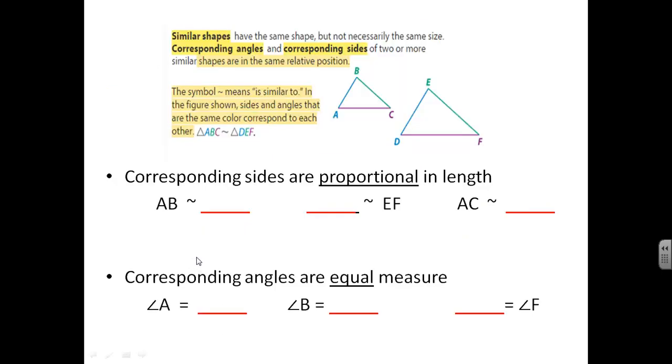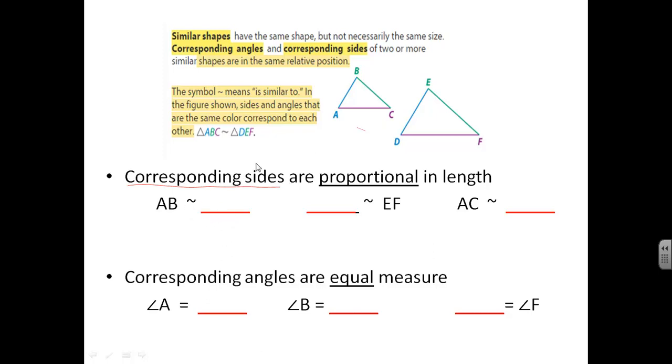Similar shapes have the same shape, but not necessarily the same size. Corresponding angles and corresponding sides of two or more similar shapes are in the same relative position. This is the same picture that we just looked at, but we're going to use these two triangles to fill in our blanks down here. So corresponding sides are proportional in length. That would mean that if one set of corresponding sides was twice as long as the one in the smaller triangle, all of the corresponding sides would be twice as long.